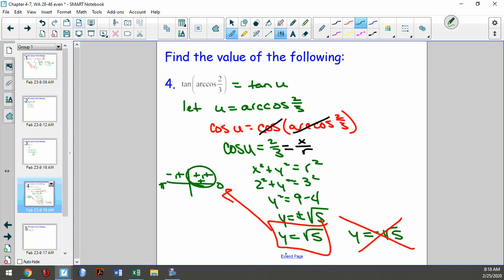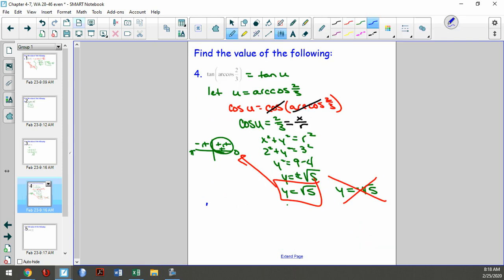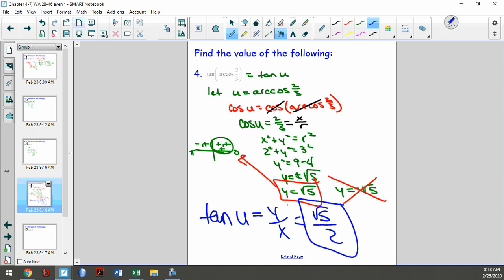So now I want to know what tangent is. Tangent of u is understood to be your y value over your x value. What is your y value in this problem? Square root of 5. And then what is your x value? 2. So therefore, that is your tangent. Do we understand that, yes or no?